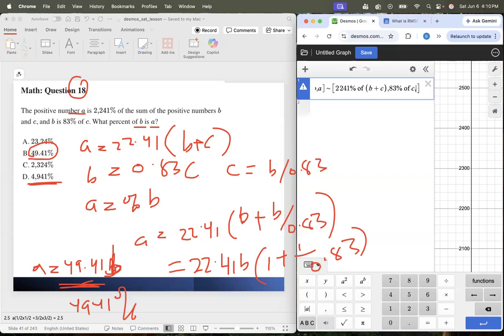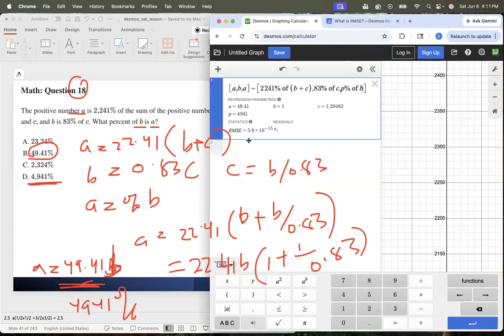So that means you got to pick a certain number, P% of B. And you can see the answer is what? 4941. Straightforward. It calculated for us, but you have to see how it works. And this is the actual function. A is 2241% of B plus C. B is what? 83% of C. And A is what? P%, a certain percent of B. And it calculates what A and B and P for us. And the P is 4941. Straightforward. And this is the way Desmos can help you calculate this.